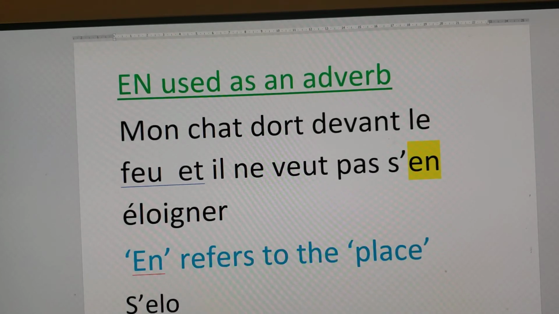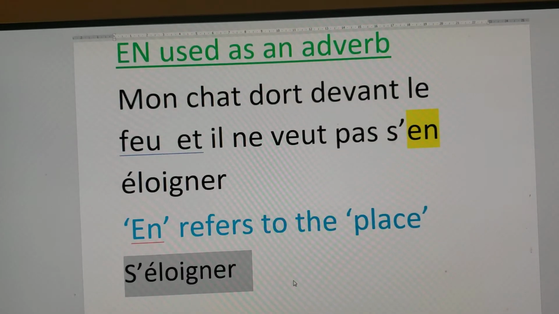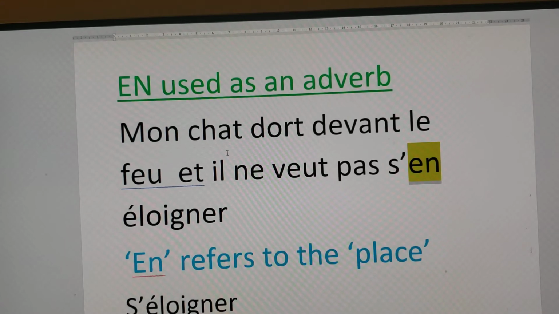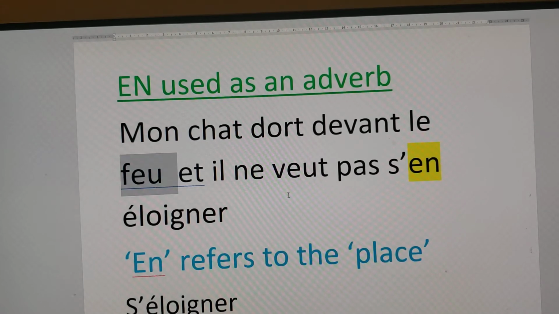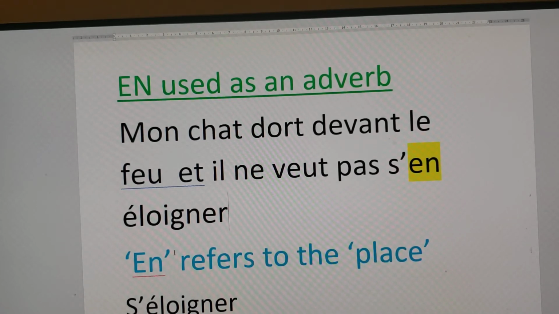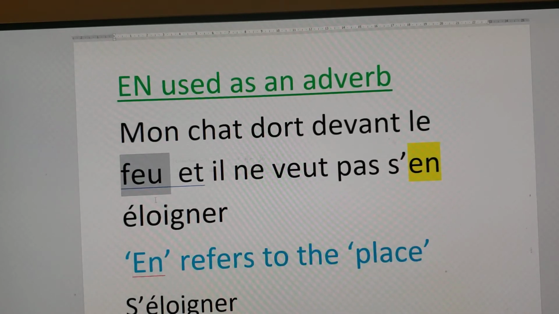Éloigner is to move away. But to move away from what? From the fire, right? So that's why we use the word en over here. So, mon chat dort devant le feu et il ne veut pas s'éloigner. En once again is used to replace le feu. My cat does not want to move away from the fire. So en replaces le feu. Il ne veut pas s'en éloigner. Okay, so en refers to that place. The place meaning, in the case of our sentence, the fire.